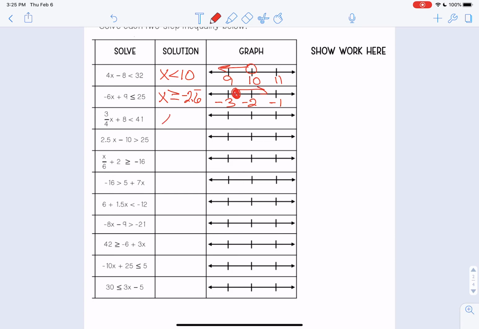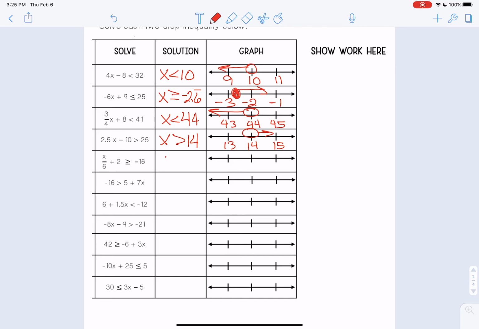For the next one, x is less than 44. So I have 43, 44, and 45. There is no "or equal to," so the bubble stays open and the arrow goes toward the left. Next one is x is greater than 14. So I have 13, 14, 15. The bubble's on the 14. It stays open because there's no "or equal" sign and the arrow goes to the right.